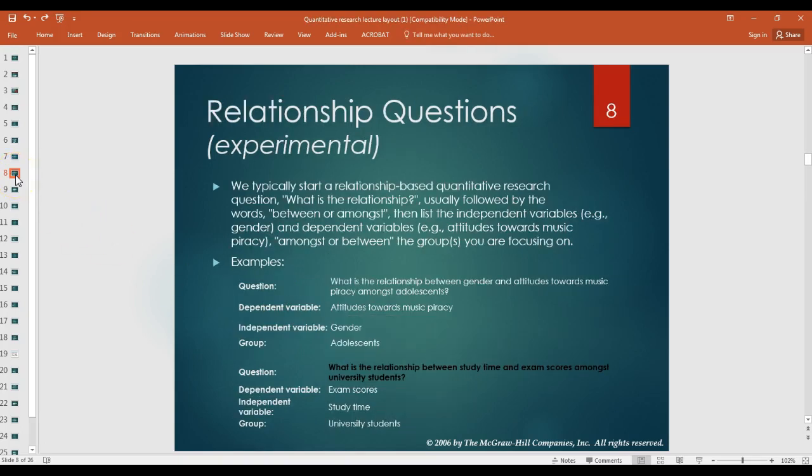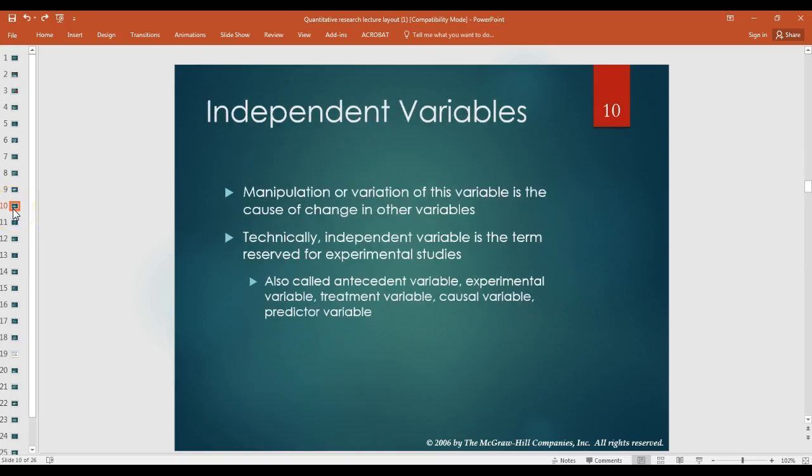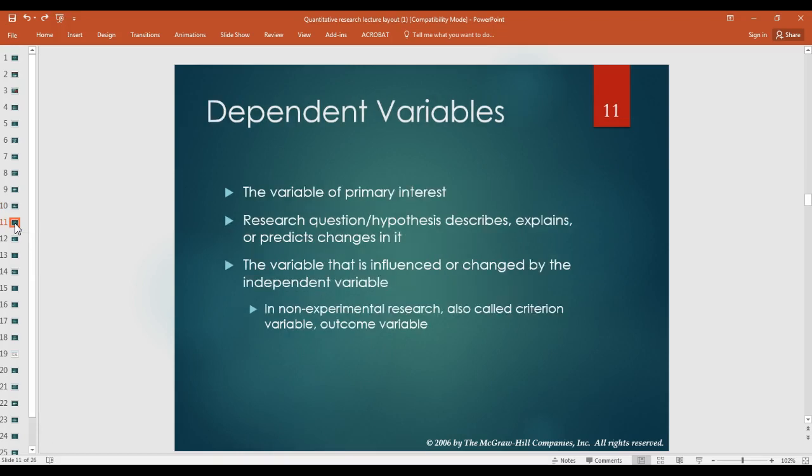Now, in the relationship, there have to be two variables, because you are discussing the relationship between two different situations. Okay? This is an explanation of the independent variable. Its manipulation or variation is the cause of change in other variables. So the independent variable is the one that you manipulate, change around in order to see its outcome or its effect on a dependent variable. Okay?